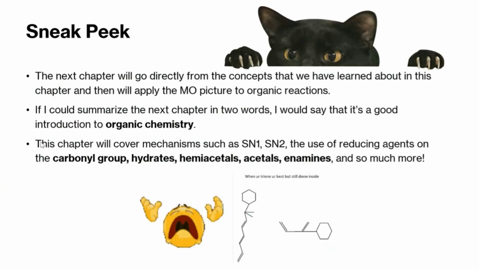So that's it for the chapter. Our next chapter will focus on applying the concepts that we've just learned to organic chemistry. This chapter will cover topics like SN1, SN2, how we can use reducing agents on the carbonyl group, hydrates, hemiacetals, acetals, enamines, and just so much more.